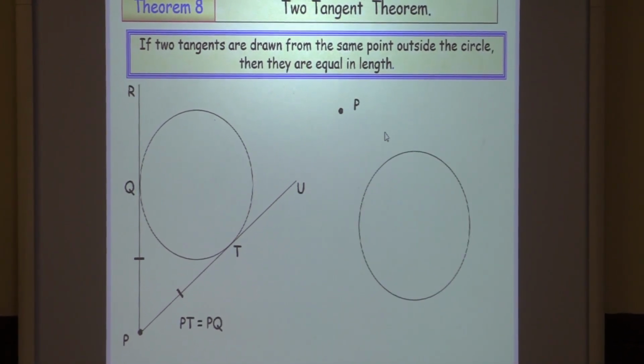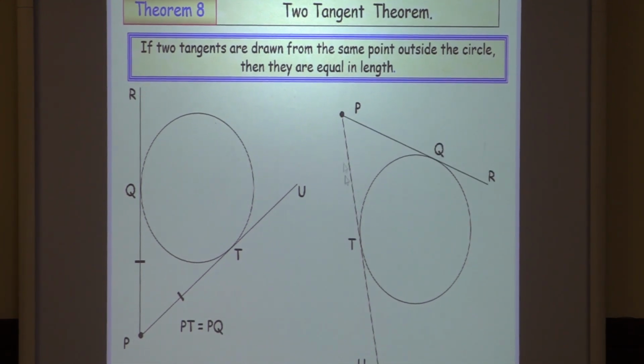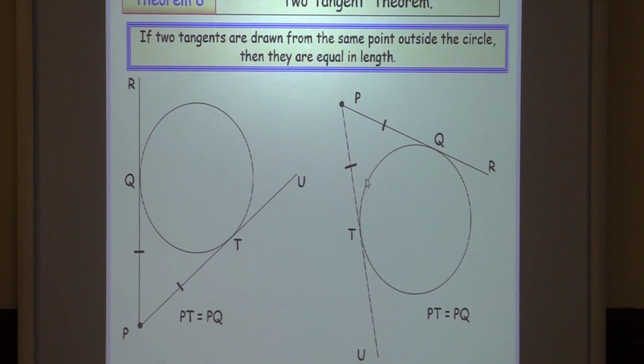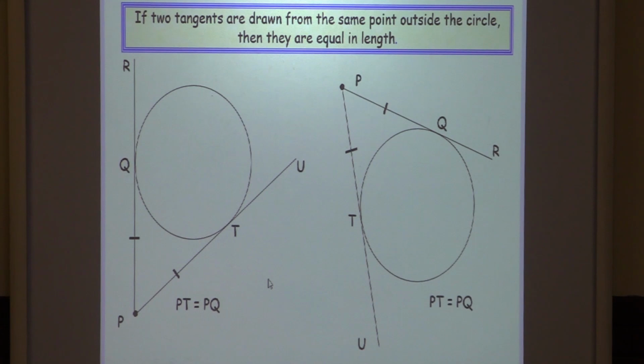Let's have another scenario so that we understand what we're doing. Let's look at this one. PT is equal to PQ. There are two tangents drawn from the same point outside the circle. Those are the same. PQ and PT are the same. Let's make a few examples.